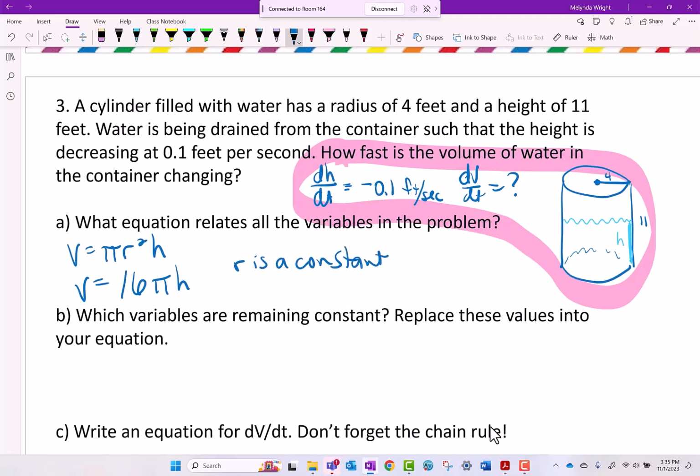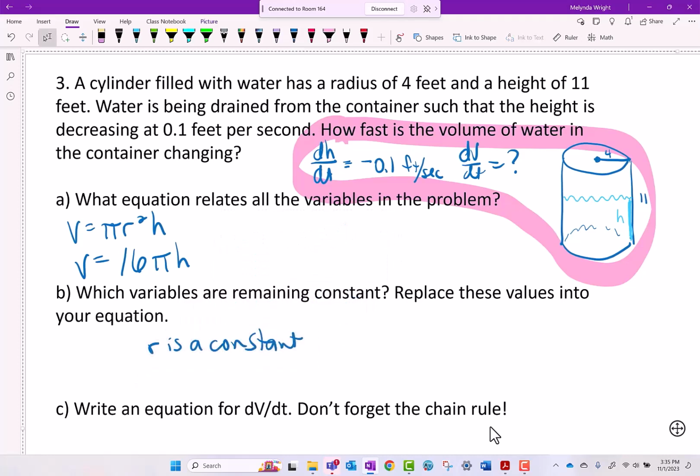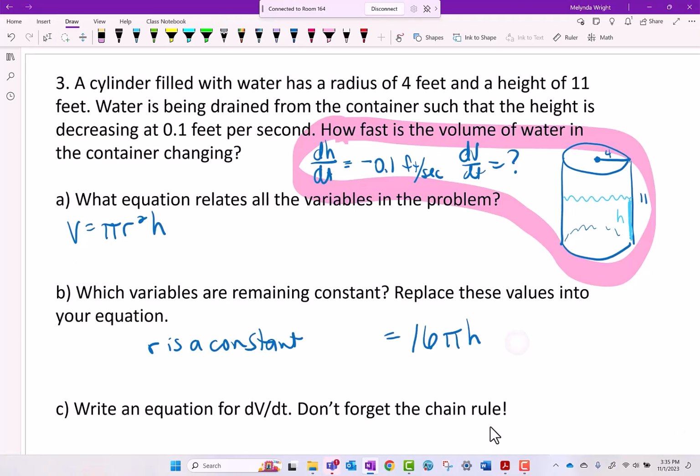r is a constant. Which variables are remaining constant? Well, r is a constant. I'll just move this down here. And we replaced it. I guess I got a little bit too excited. They wanted us to put it here. That's fine. Okay, so we replaced it.